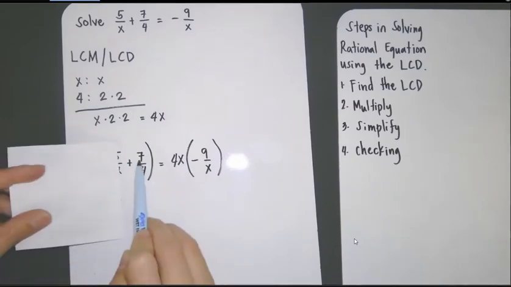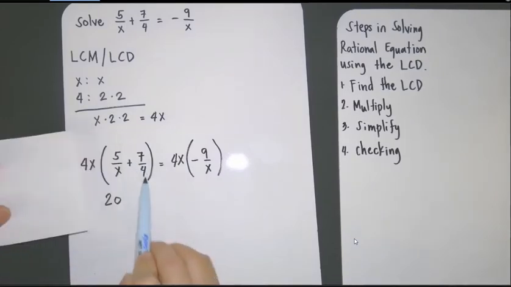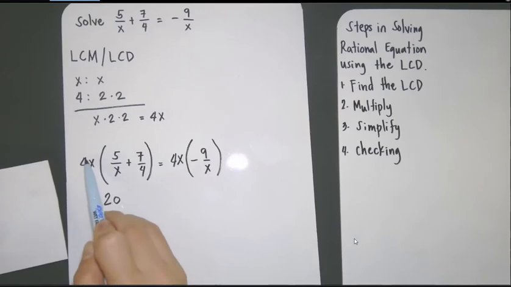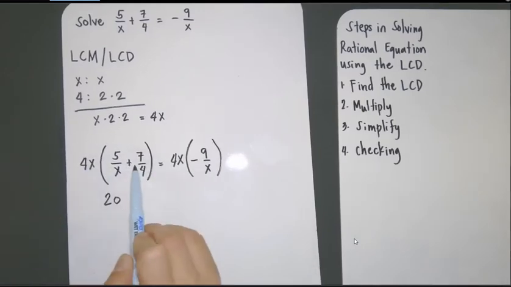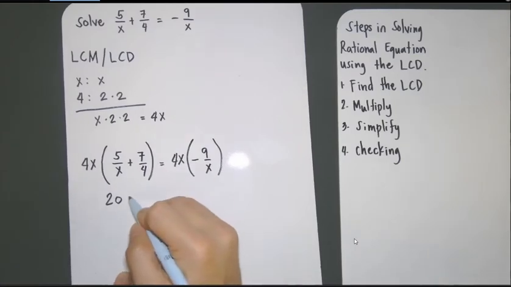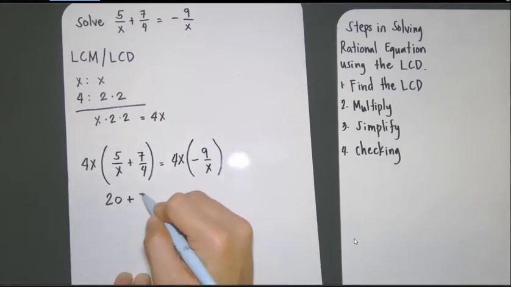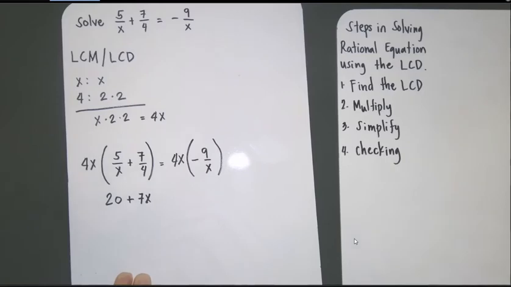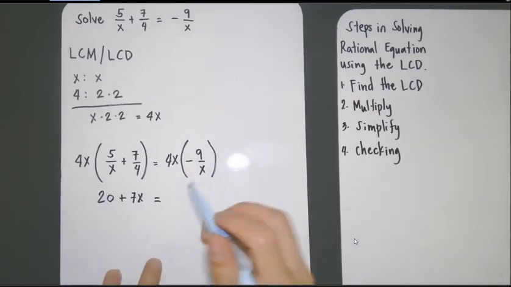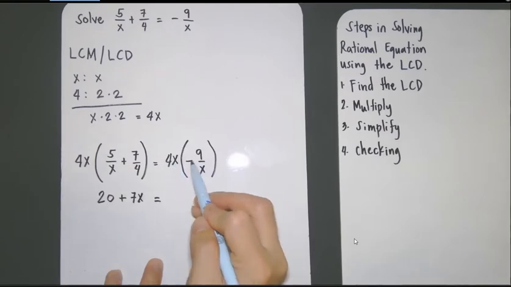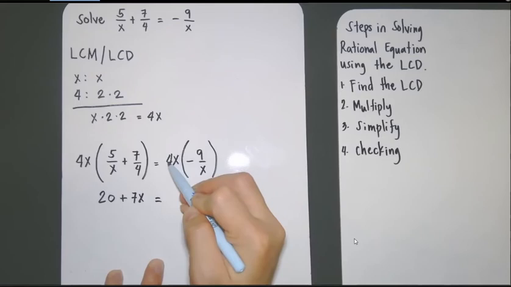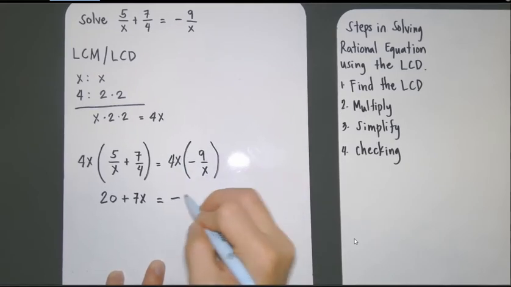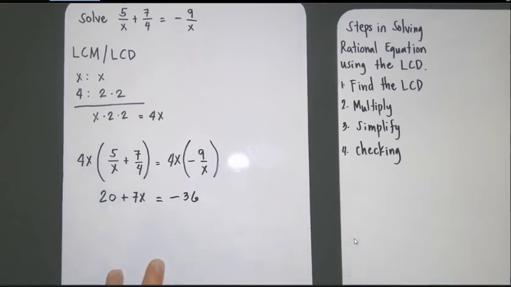Do the same thing with 4x times 7 over 4. The 4 cancels out, and now we're left with x and 7. So that will give us plus 7x, or positive 7x, which is equal to, again, we need to do the product here. 4x times negative 9 over x, so x cancels out. Now we're left with 4 and negative 9, that is negative 36.